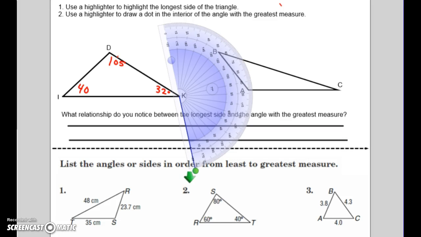Let's do 100, 140, 150, 160, 175, 77. So I need 3 more. Can I make this a 35? Sure, why not? Now I have 180, correct?